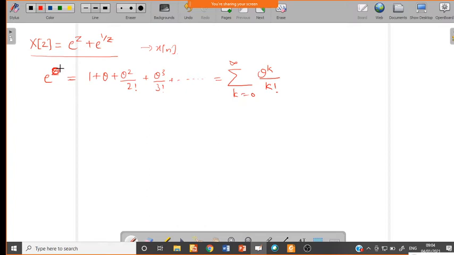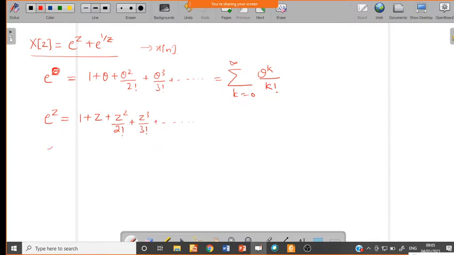Now we can see here, instead of theta we will be having z. So if we write e power z in terms of z, you will get 1 plus z plus z square by 2 factorial plus z cube by 3 factorial, plus it will go on like this.